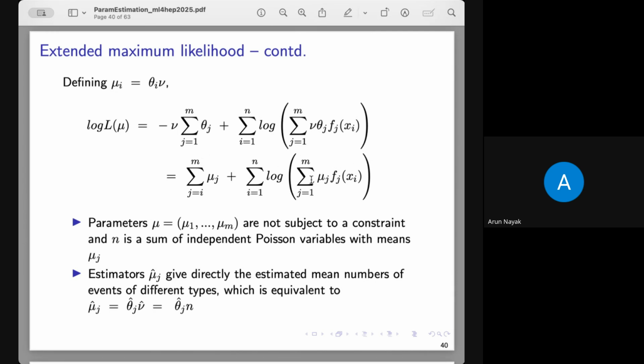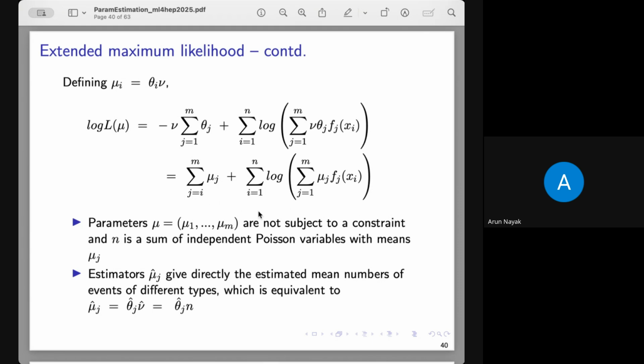Okay, now you can see that you have these mu_j's, which can be considered as the number of signals in your total number of events. Number of signal or number of backgrounds or number of different signals. Now you can see that these parameters mu are not subject to any constraint, unlike the thetas, and n, the total number of events, is a sum of independent Poisson variables with means mu_j.